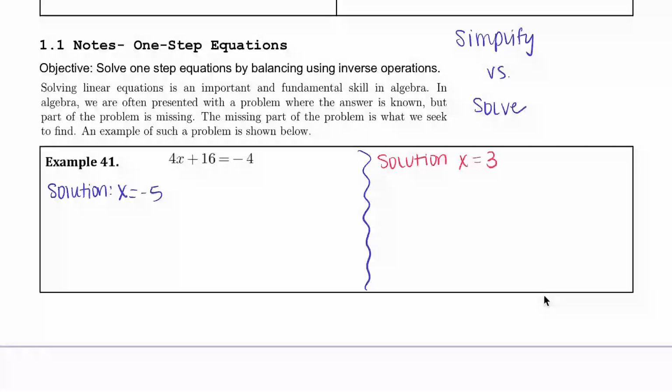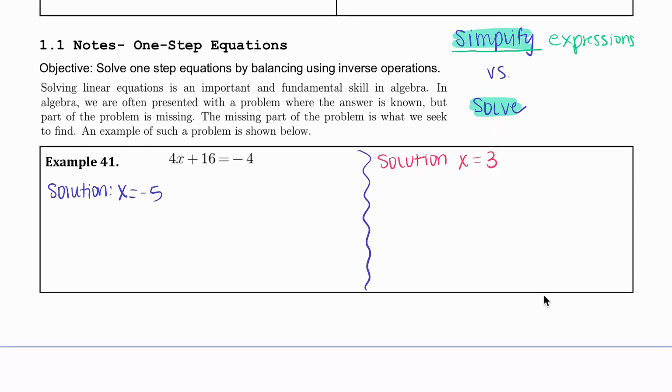We're going to start looking at solving equations, but before we start that, I want to talk about terminology just a little bit. I want to talk about the words simplify versus solve. So in directions, you'll sometimes see things say simplify the following expression or solve the following equations. So when we say simplify, we're working with expressions.